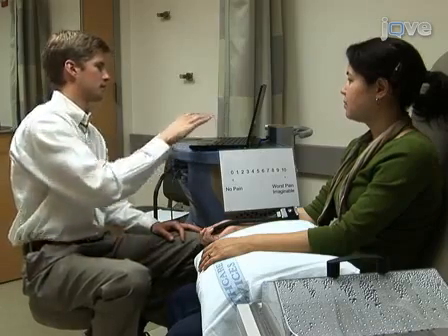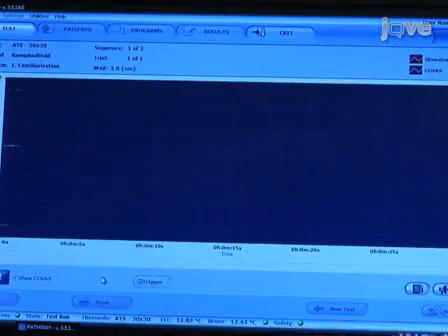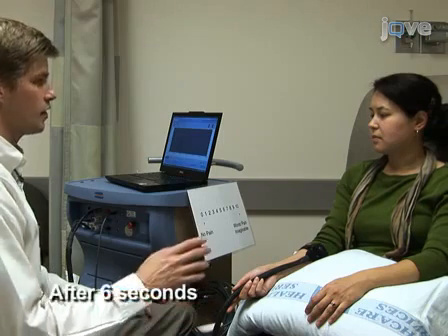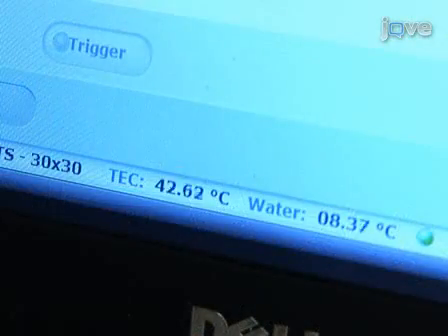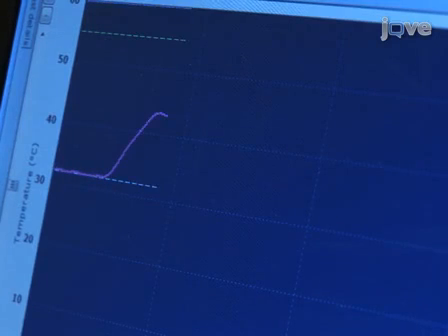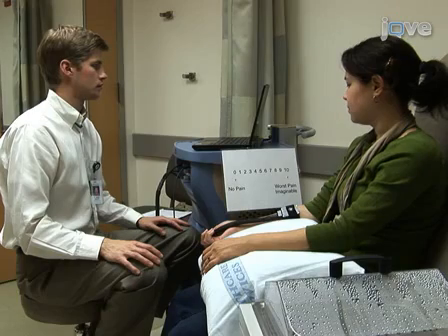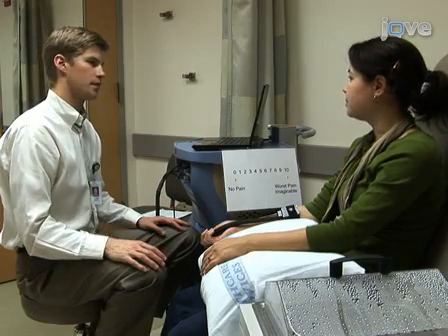The thermode is activated. And rate it now. 3. The thermode returns to the baseline temperature of 32 degrees Celsius, and after 6 seconds at 44 degrees Celsius, the researcher asks the woman to rate the pain again. And rate it now. 3.